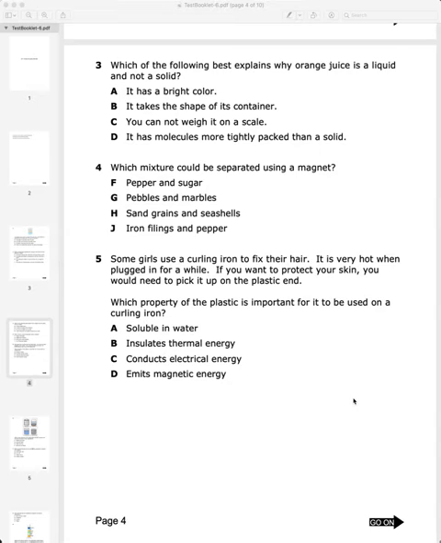Number 5. Some girls use a curling iron to fix their hair. It is very hot when plugged in for a while. If you want to protect your skin, you would need to pick it up on the plastic end. Which property of the plastic is important for it to be used on a curling iron? A. It's soluble in water. B. It insulates thermal energy. C. It conducts electrical energy. Or D. It emits magnetic energy.